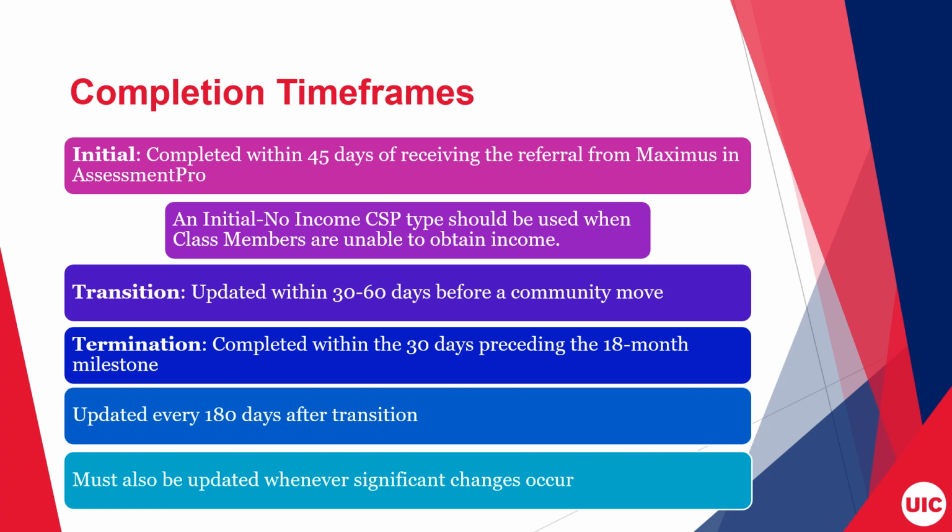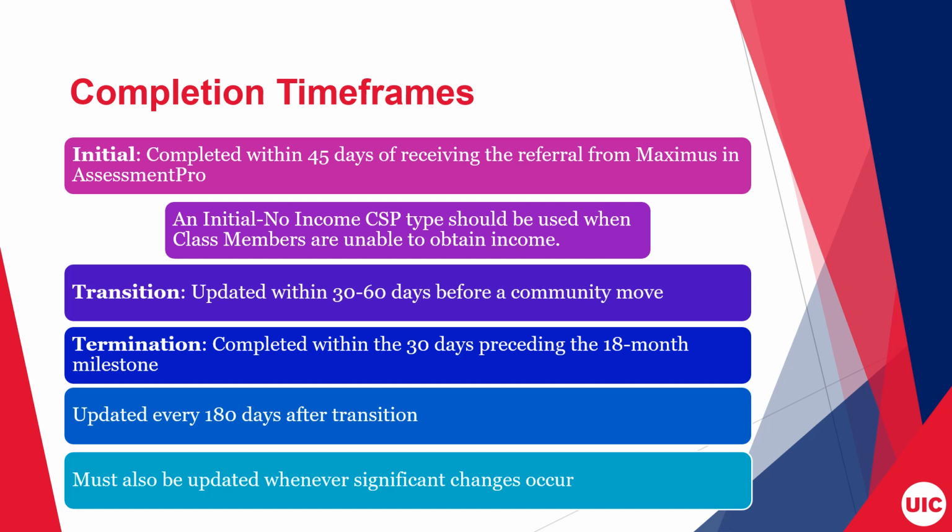Please note that an initial no-income CSP type was added in FY26 and should be used only when class members are unable to obtain income. We will discuss key components of that CSP type later in this module. Generally, initial plans must include goals and interventions relative to class members' time in the nursing facility or SMRF, for example, education and skill building.